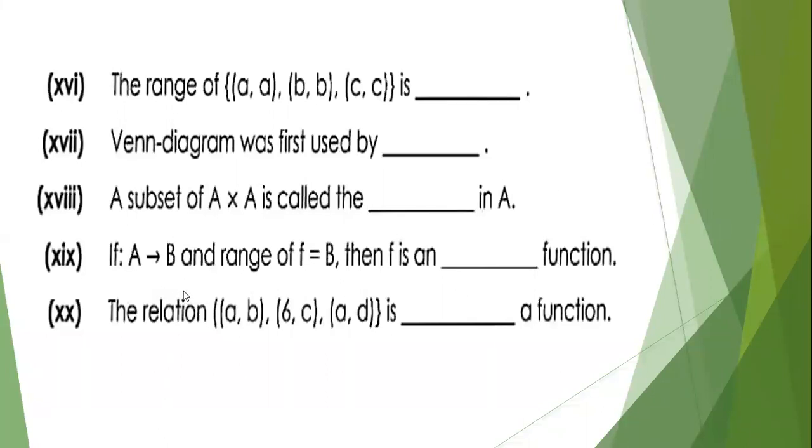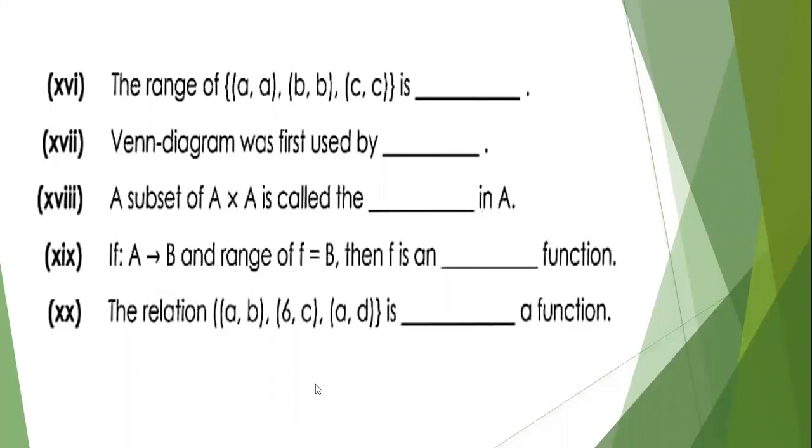If A goes to B and the range of F is equal to B, then it is which type of function? The one in which the range is equal to set B. Onto function. Very good, correct. Onto function, Zoha, correct answer. Saman Khalid, correct answer. The relation AB, this is BC, I think. Yes, BC and AD is what type of function?